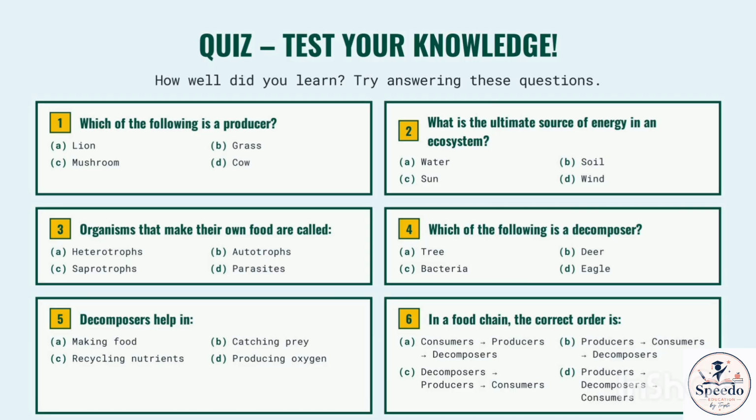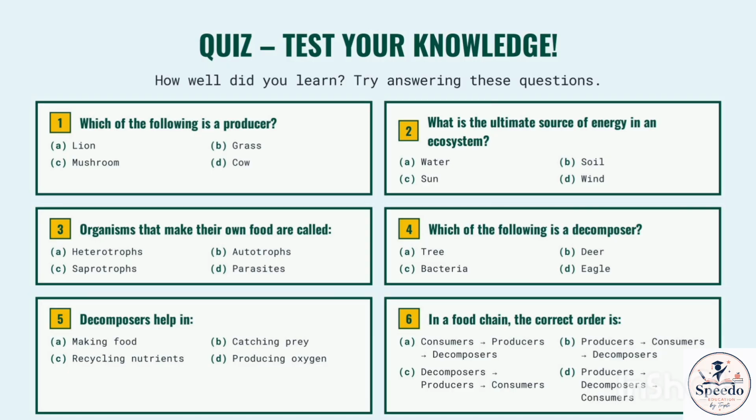Next question, who are consumers? Consumers are organisms that cannot prepare their own food and depend on other organisms for nutrition. Question 5, name the 4 main types of consumers: herbivores, carnivores, omnivores, and parasites. Next, who are decomposers? Decomposers are organisms such as bacteria and fungi that break down dead organisms into simpler substances. Next question, why are decomposers called nature's recyclers? Because they recycle nutrients by breaking down dead plants, animals, and organic waste, returning essential minerals to the soil.